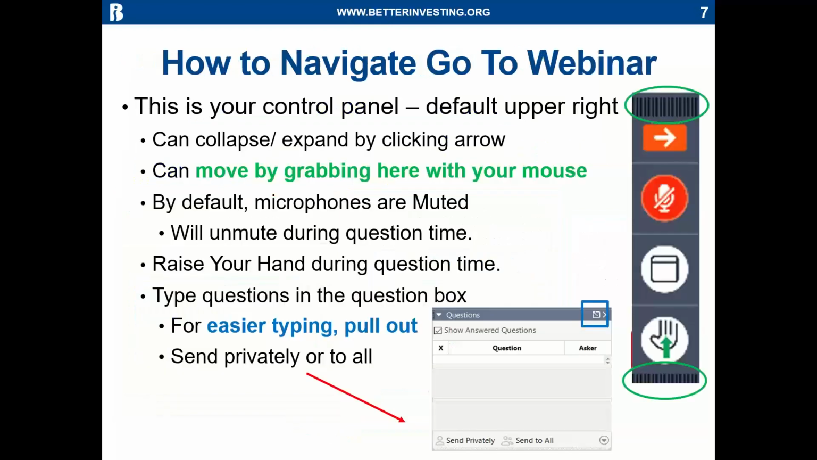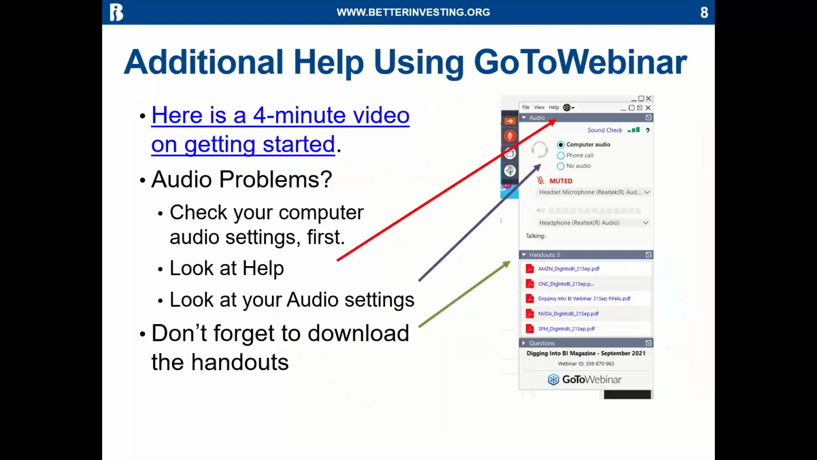Again, for people that are unfamiliar with how to use GoToWebinar, all these platforms are a little bit different. You're automatically muted, but you can collapse and expand the panel by moving the arrow that has the orangish tint in the background. If you want to ask questions, you can pull out the question box, which is a little bit easier, or you can raise your hand. When we get to the end, we will take questions, and Ed will guide us through those.